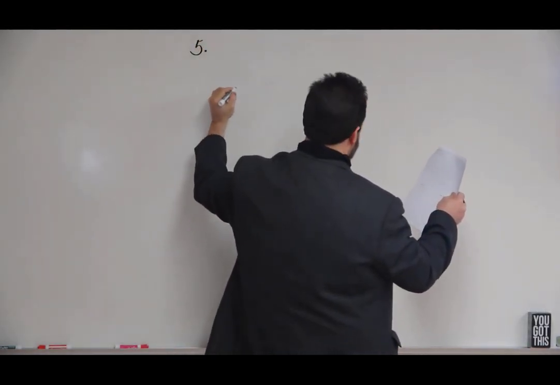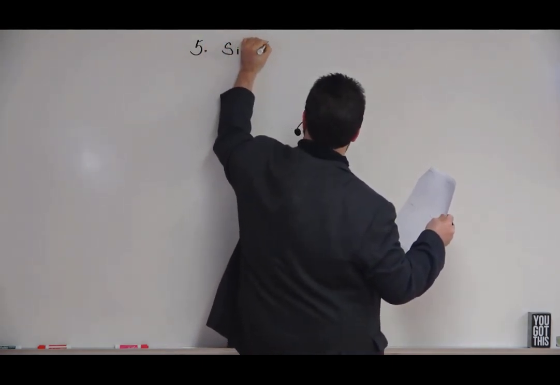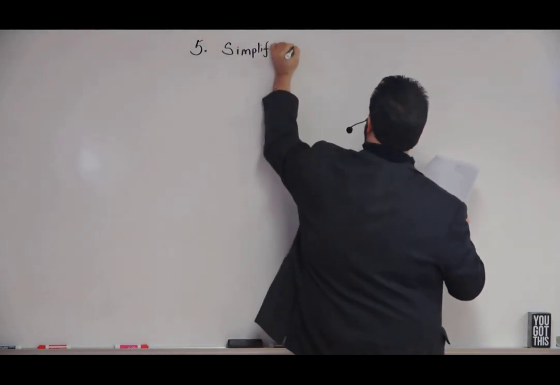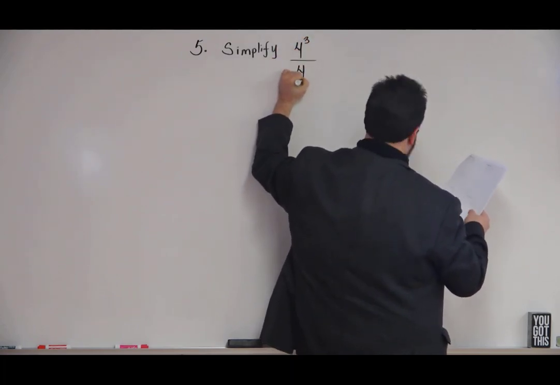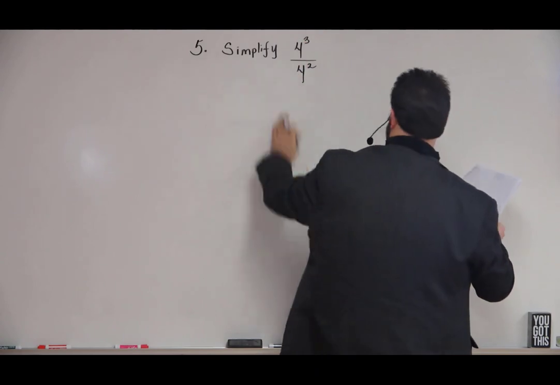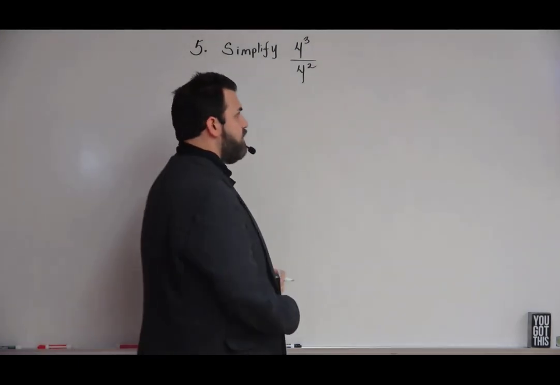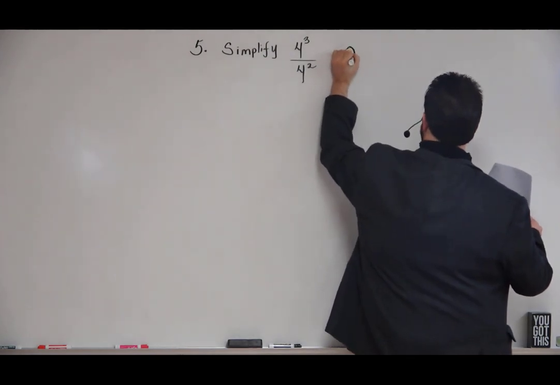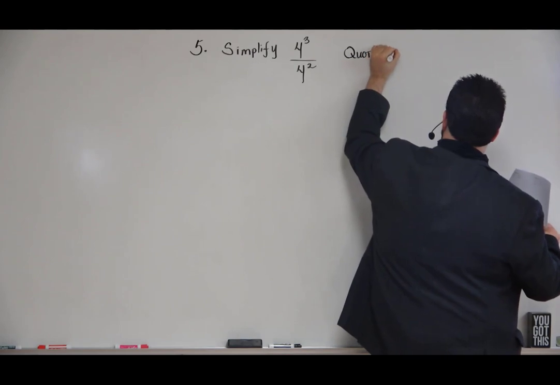Okay. Number 5, ladies and gentlemen, number 5 coming in hot. Number 5, simplify. Simplify what exactly? 4 to the 3rd power over 4 squared. Okay, simplify that. Well, it looks like we're going to have to use yet another exponent rule. This time we're going to be using the quotient rule. So let's remember what that is. The quotient rule.